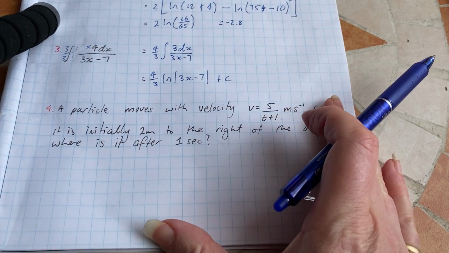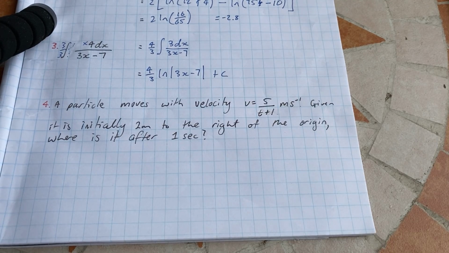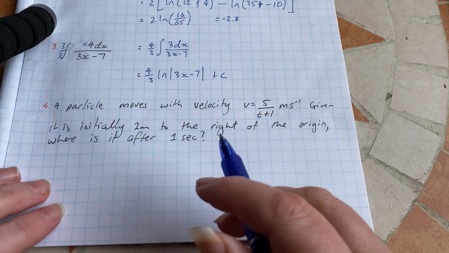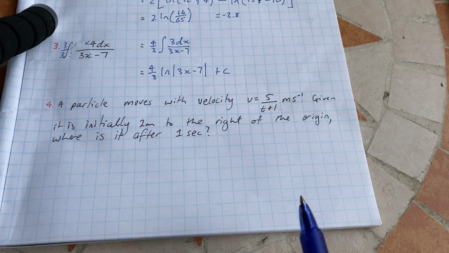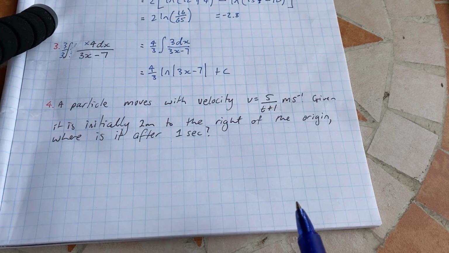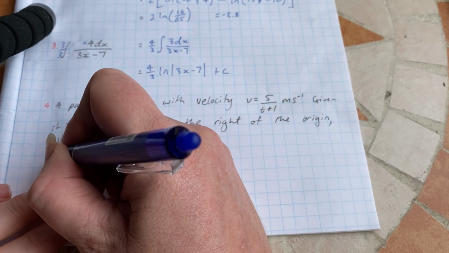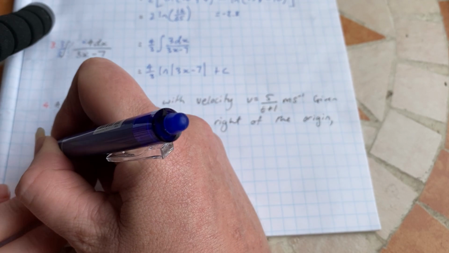Okay, here's a practical problem. A particle moves with velocity v equals 5 on t plus 1 meters per second. Given it is initially 2 meters to the right of the origin, where is it after 1 second? Okay, so for this problem, we've been given velocity and we want displacement. Now remember, velocity is the derivative of displacement. So displacement we normally use in x.